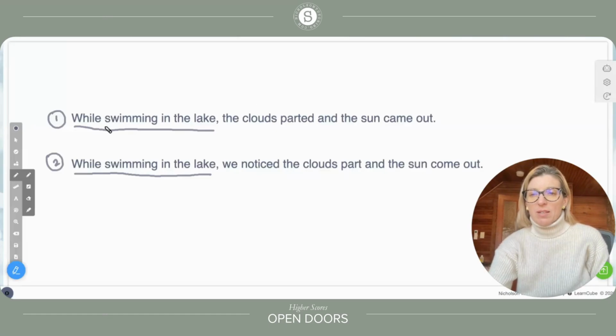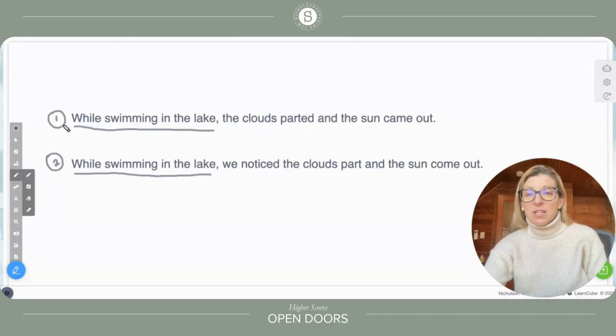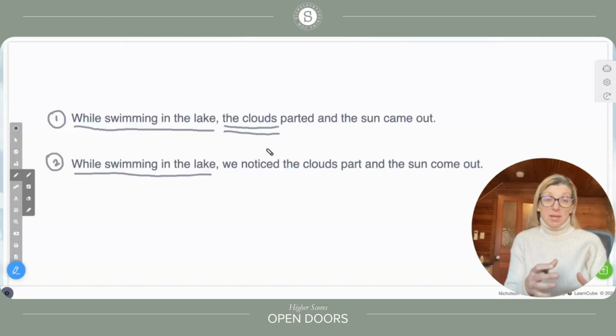On the screen, I've got labeled number 1, I've got this example. When swimming in the lake, the clouds parted and the sun came out. When you're reading that, you probably understand that the clouds aren't swimming in the lake. But grammatically what we have here is the phrase "when swimming in the lake" followed by "the clouds." And so grammatically, that sentence is telling us that the clouds are swimming in the lake.